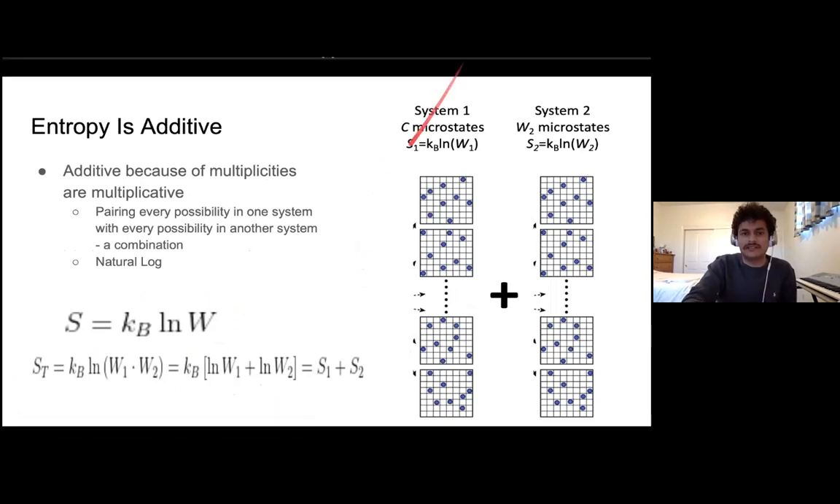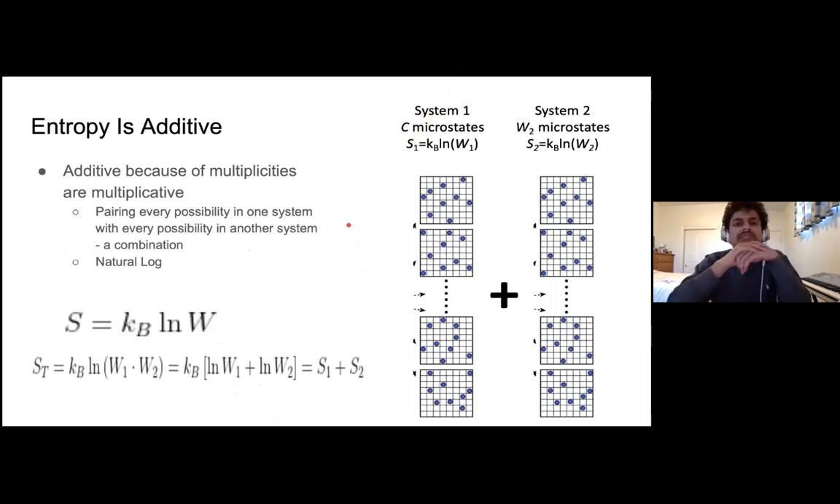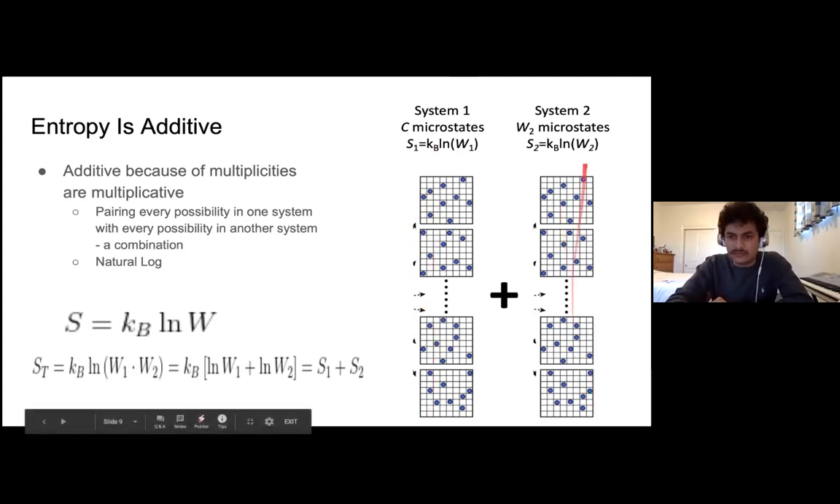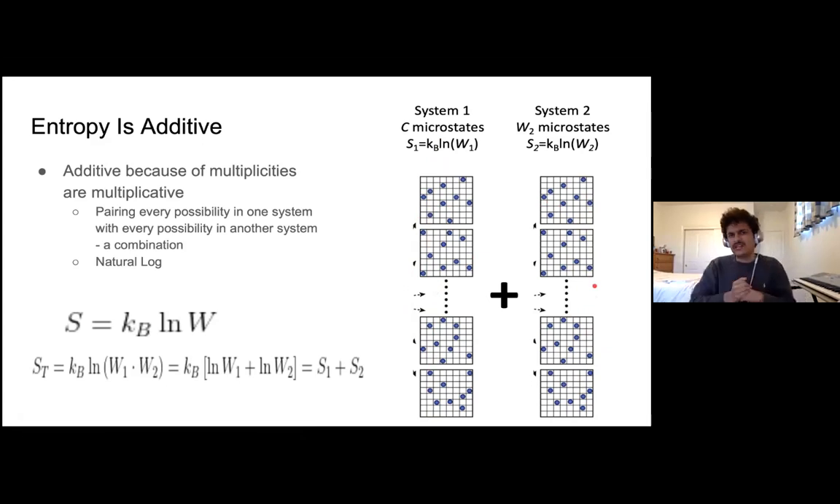Now, last thing I'm going to end on here in the last 2 minutes is that entropy is additive. And it's additive because of the property of multiplicity. We can multiply our multiplicities together to get total multiplicity. So take this example on the right. So you have system 1 and system 2. They each have their own number of microstates and therefore their own number for multiplicity. This has a multiplicity of W1, this has a multiplicity of W2. And when we're asked for the total entropy of a system, we're asked for total multiplicity of these two systems.